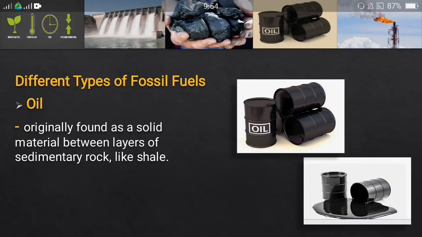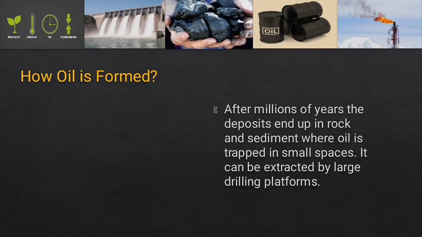Oil. It is originally found as a solid material between layers of sedimentary rock like shale. This material is heated in order to produce the peak oil that can be used to make gasoline. How is oil formed?